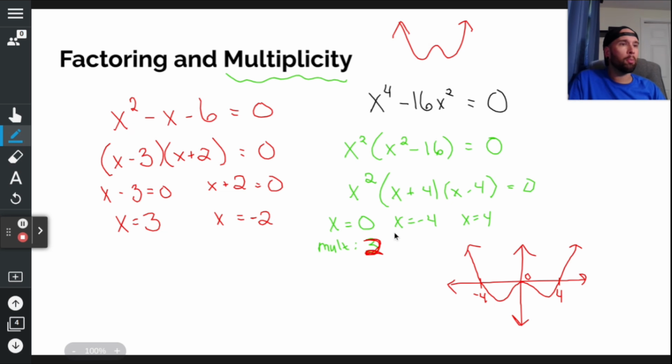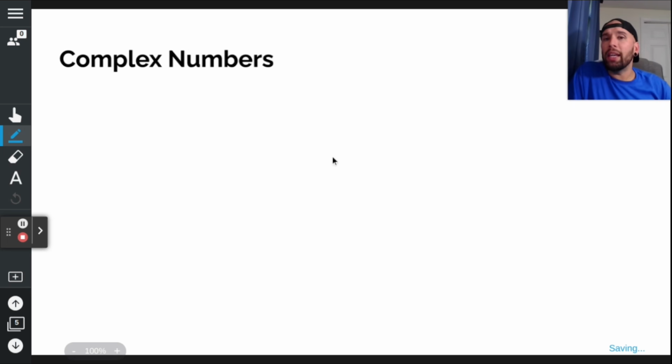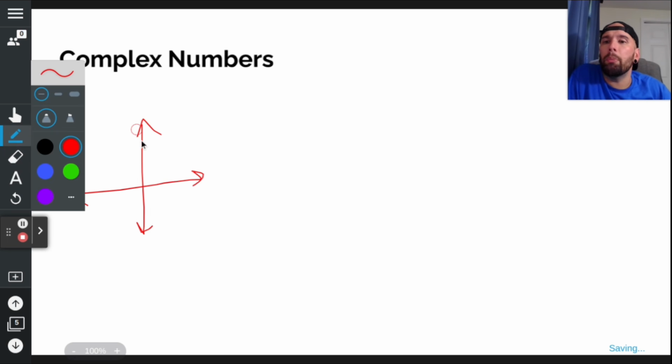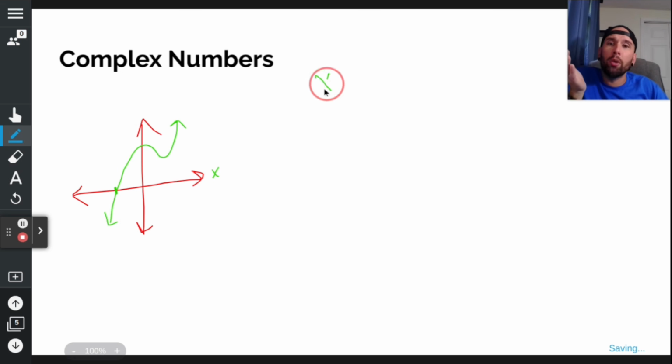What about a multiplicity that is odd? You still go through. Okay? Now, you might be thinking, what if we have a graph that looks something like this. Okay, I draw a picture. That is an awful coordinate plane. But I draw a picture, and it's a cubic, but I only have one spot where my line is going through my x-axis. I know it's a cubic.